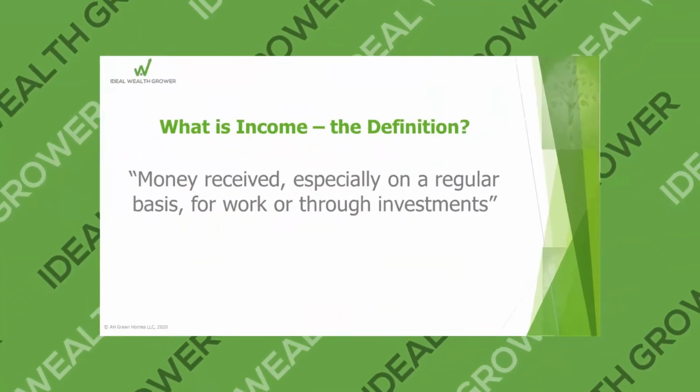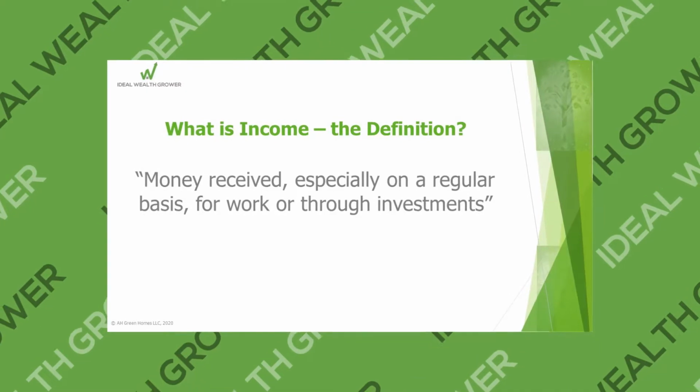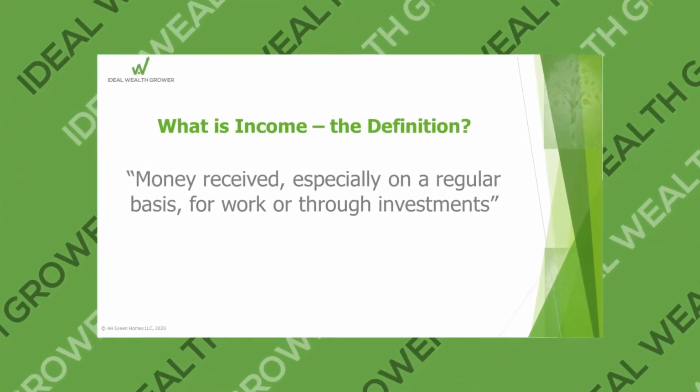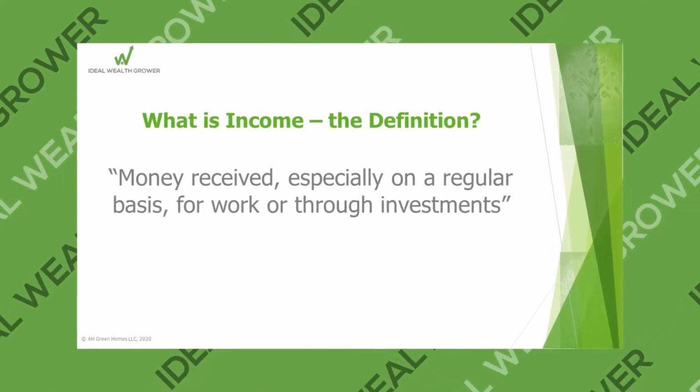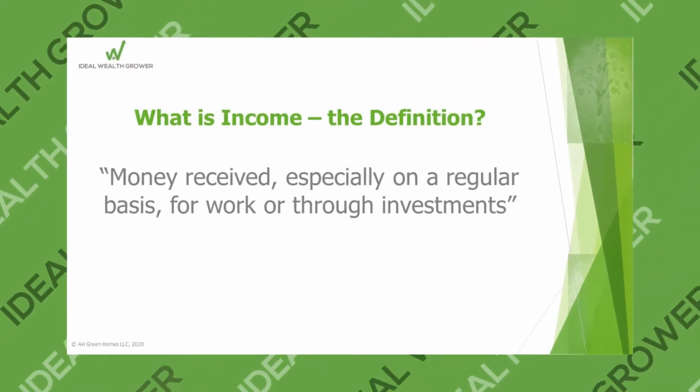Now you may say, okay, that sounds easy enough, what's the big deal? I went forward and tried to find out how income really works. I looked first for the definition, and there are a whole bunch of different ones. You can do the same thing. The one that I found that sounded simple enough says income is the money received, especially on a regular basis, for work or through investments. So it's right down our alley.